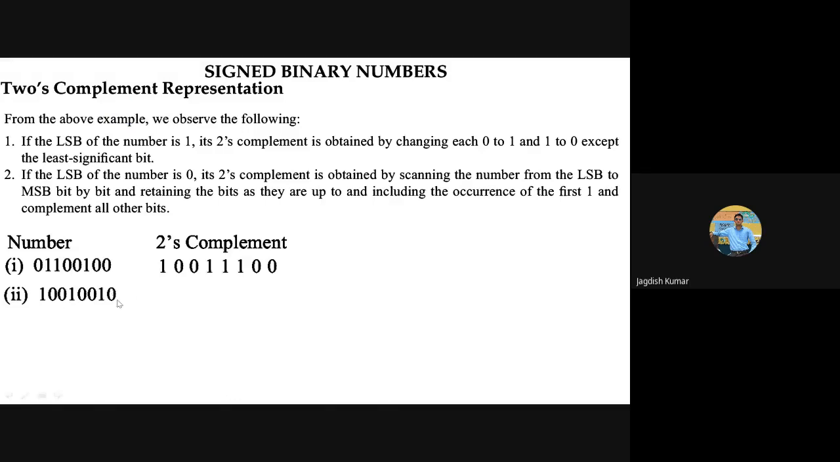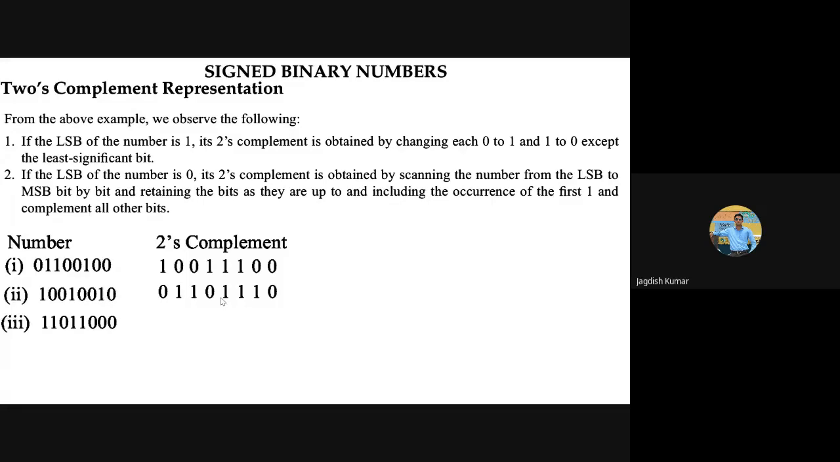So what will happen? This 0 and this 1 will remain as such. The remaining bits will be inverted. 1 will be changed with 0, 0 will be changed with 1. So that is going to be the answer. 2's complement of this number will be this. Okay. Similarly, let us try one more example.